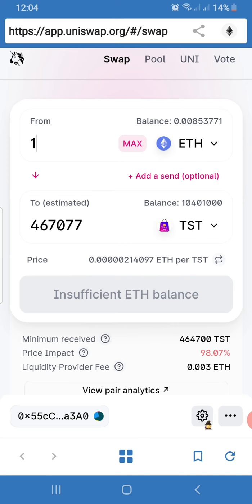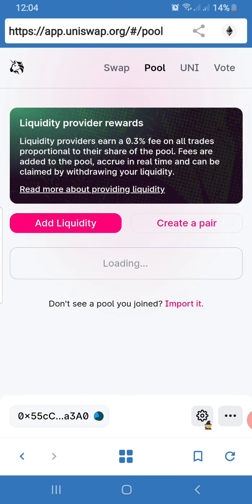All right, so let's go to the pool. All right, so it's loading.